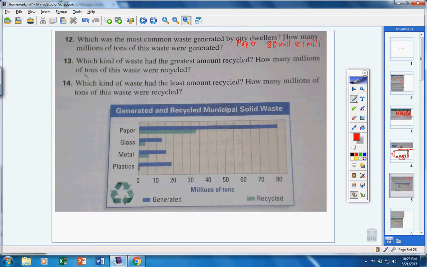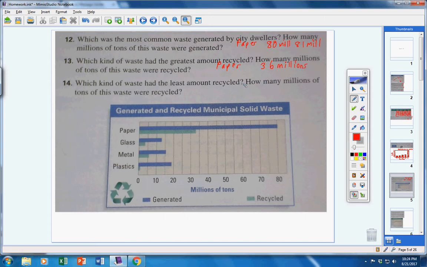Number 13, which kind of waste had the greatest amount recycled? Well, recycled is your green. So my green is out the furthest here. So paper was the waste that was recycled the most. And how many millions of tons of waste was recycled? Well, let's see, 30, 35, about 36 million. I'm just estimating. If you put 35 or 37, that's okay. I'm putting 36, about 36 million pounds or tons.